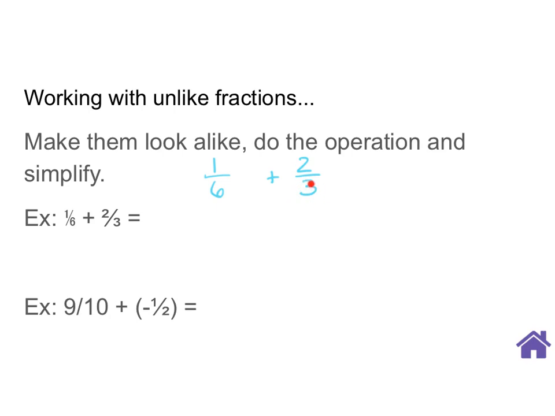I always start with my lower one and see if I can multiply it to get to my higher one. Can I multiply 3 times something to get 6? In this case, I can multiply it by 2. So if I multiply the denominator by 2, I can multiply the top by 2. Now I'm not changing this fraction, I'm just changing what it looks like.